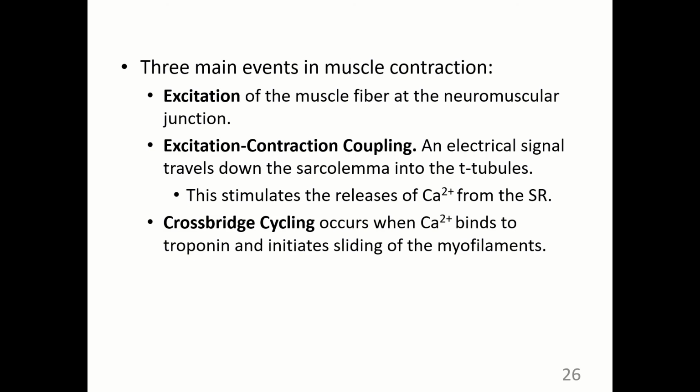There are 3 main events in muscle contraction: excitation, excitation-contraction coupling, and cross-bridge cycling. The excitation of the muscle fiber occurs at the neuromuscular junction. Excitation-contraction coupling occurs when an electrical signal travels down the sarcolemma into the T-tubules. This stimulates the release of calcium from the sarcoplasmic reticulum. Cross-bridge cycling occurs when calcium binds to troponin and initiates the sliding of the myofilaments.